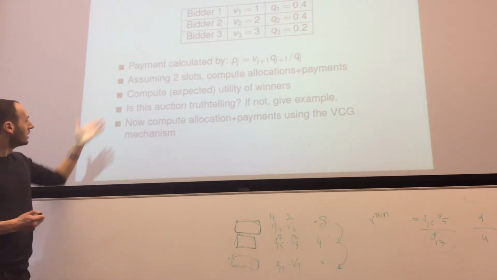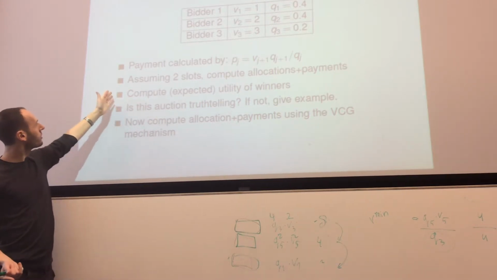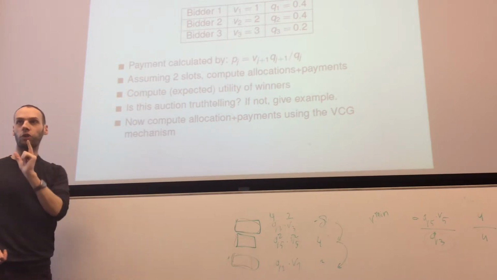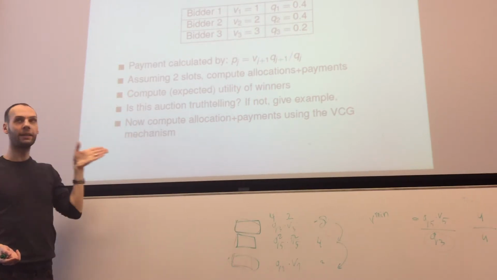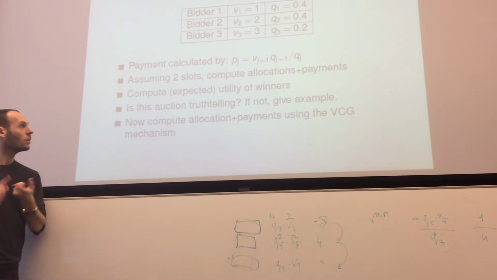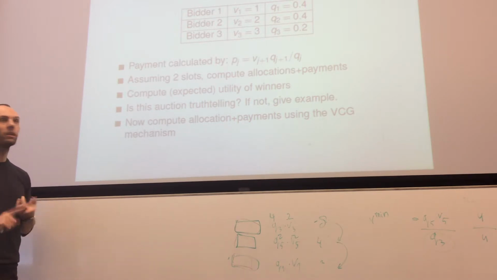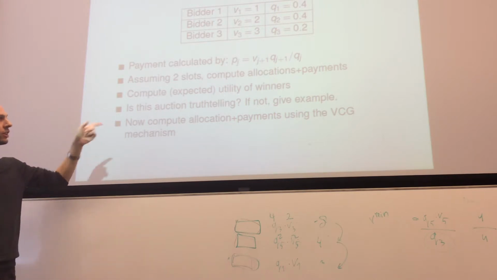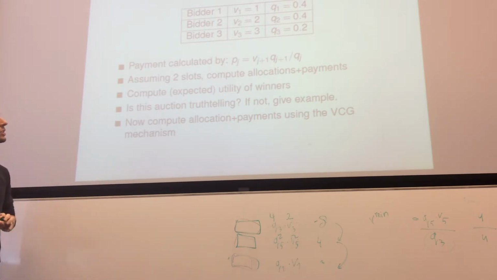Now, the exercise for you is, assuming we have only 2 slots, and 3 agents competing for 2 slots, who should get which allocation? This is called the GSP auction, the generalized second price auction. What are their GSP payments?